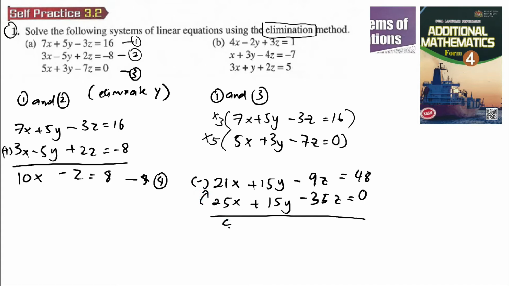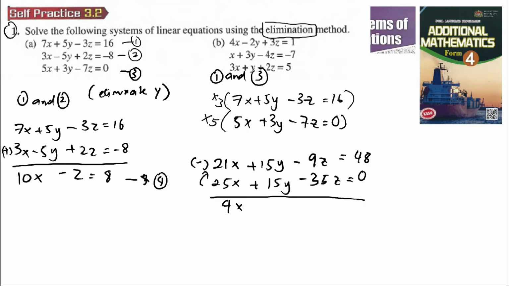25 minus 21 is 4x. This one is 0. Here 15y minus 15y you get 0. Here negative 35 minus negative 9, which is negative 35 plus 9, you get negative 26z. So 0 minus 48 is negative 48.